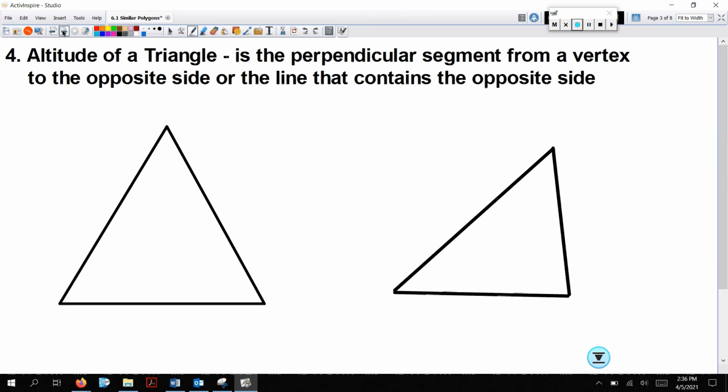Here's just some examples of altitude. It is perpendicular to the base, but it doesn't necessarily split that in equal parts. So here, this altitude is here. Those are the altitude. That is the height of the triangle.